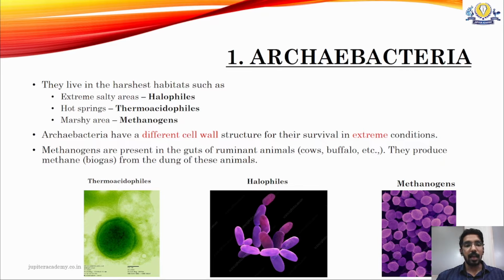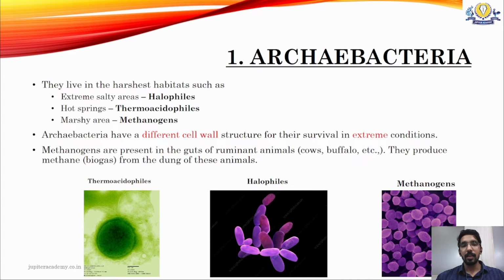Archaebacteria have a different cell wall structure compared to Eubacteria and other organisms which have cell wall. That is the reason why they are capable of surviving in extreme conditions. Methanogens are present in the gut of ruminant animals such as cows, buffalo, and so on. Ruminant animals are those animals which have a compound stomach. Methanogens are present in this stomach in order to help the animals digest cellulose.